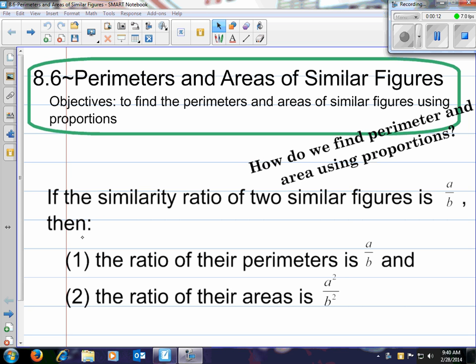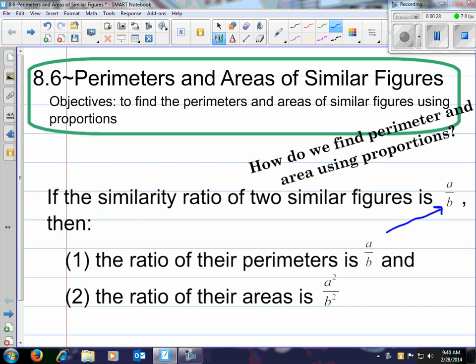So here's our theorem. It says if the similarity ratio of two figures is A over B, which is what we normally have, some sort of fraction, then the ratio of their perimeters is still A over B. So notice that my similarity ratio and my perimeter ratio are the same. But when we go to area, it is A squared over B squared. So the ratio for our proportion for areas is going to be our similarity ratio squared. So now let's put this into practice.